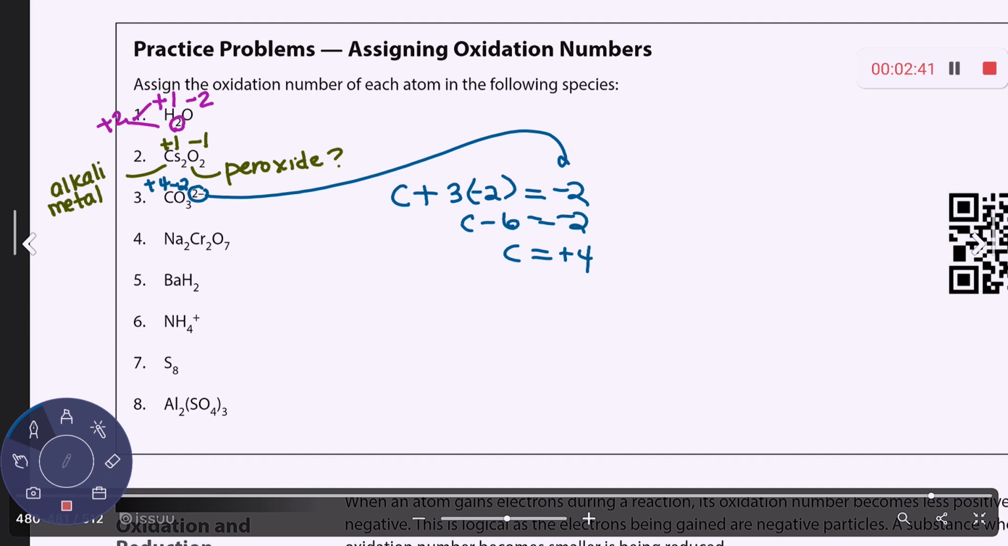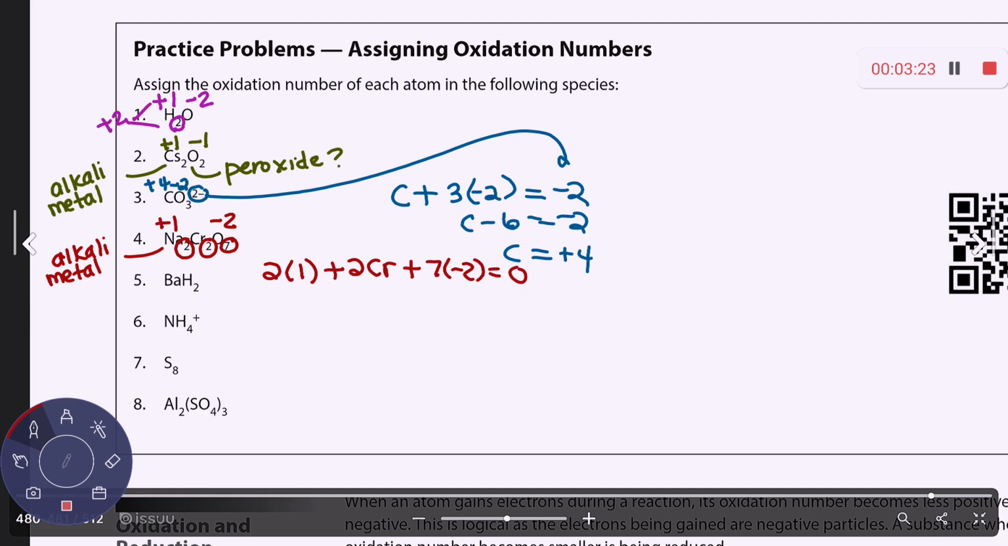Number 4. Na is an alkali metal. What are the usual oxidation numbers for alkali metals? +1. Okay. Oxygen is usually what? -2. So we need to calculate chromium. How many sodiums do I have? 2. So it's going to be 2 times a +1 plus, how many chromiums do we have here? 2. So it's going to be 2 times Cr plus, how many oxygens are here? 7. So it's 7 times -2, and this adds up to 0 because this is a neutral compound.